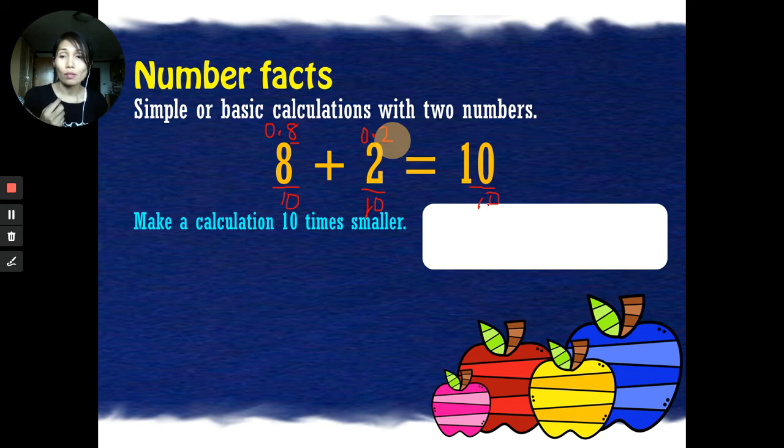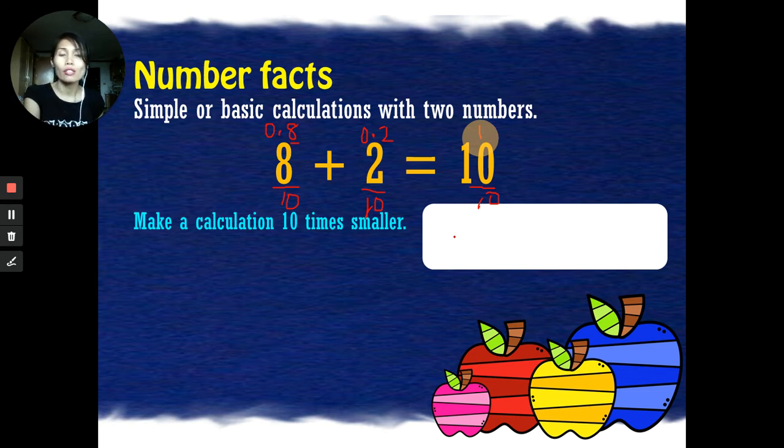And then 10 divided by 10, obviously it's 1. Any number you divide by itself, the answer is 1. 20 divided by 20 is 1. 60 divided by 60 is 1. 25 divided by 25 is 1. Any number you divide by itself is 1.